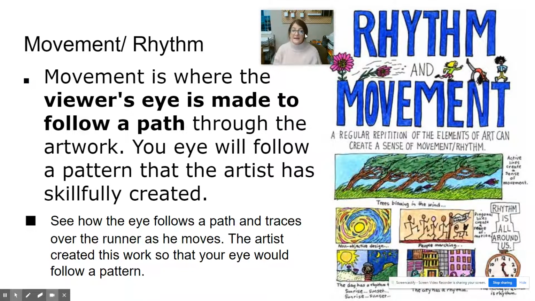Movement and rhythm. These are more principles that go hand in hand together. Movement is where the viewer's eye is made to follow a path through the artwork. Your eye will follow a pattern that the artist has skillfully created. So you can tell your viewers where you would like them to look first. Rhythm and movement: a regular repetition of elements of art can create a sense of movement and rhythm.